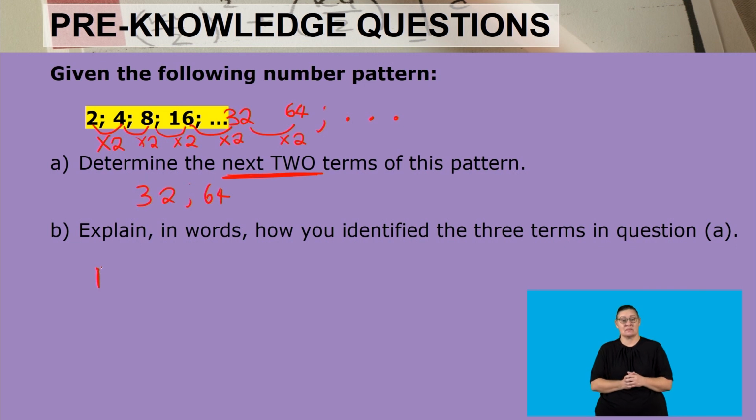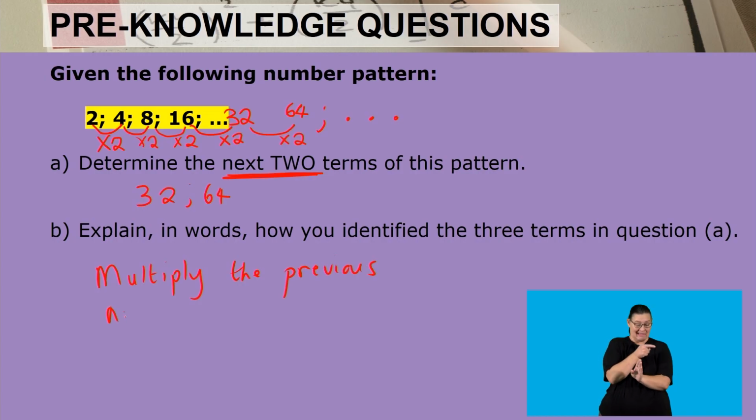We can see that here we multiply the previous number by 2, as we have seen there. So that was a bit of a pre-knowledge question, just so that we can remind ourselves of patterns.